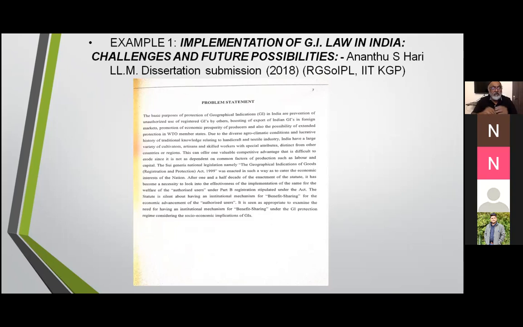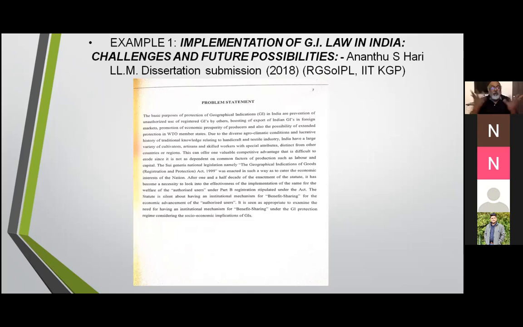And the next sentence says, due to the diverse agroclimatic conditions and lucrative history of traditional knowledge relating to handicraft and textile industry, India has a very large variety of cultivators, artisans, and skilled workers with special attributes distinct from other countries or regions. So again, in the next sentence, he's describing how the handicraft and textile industry is right now in India. What is the situation there? And then he's saying how this can offer certain advantages to it. Then he's taking us into the topic. And later, in the last 3 to 4 sentences, he's bringing in the problem statement.